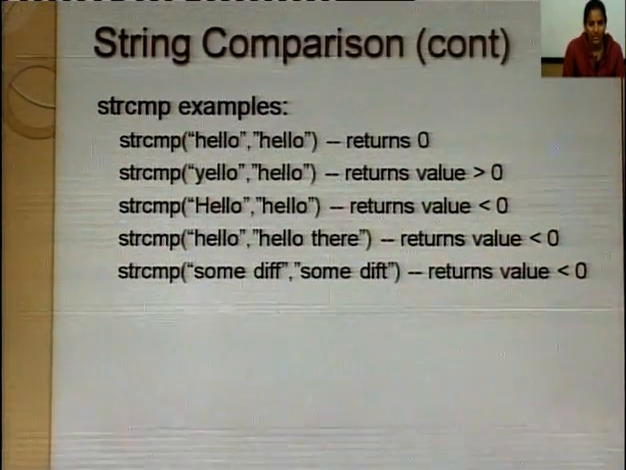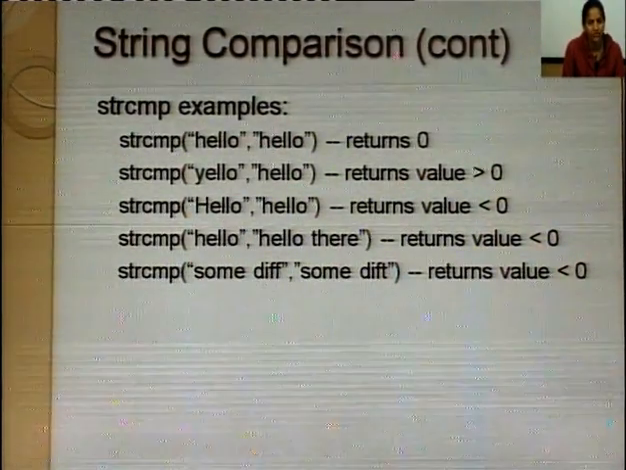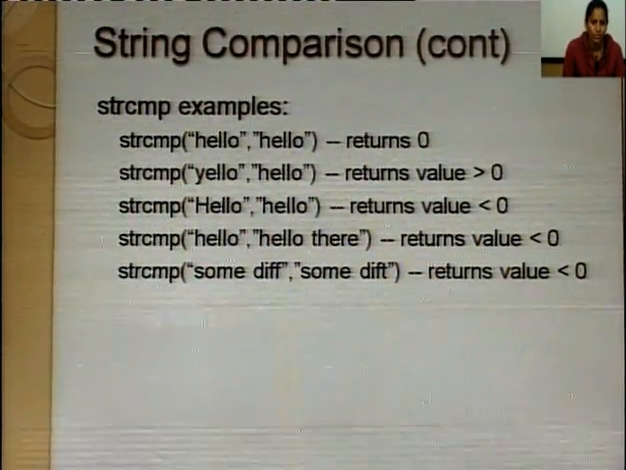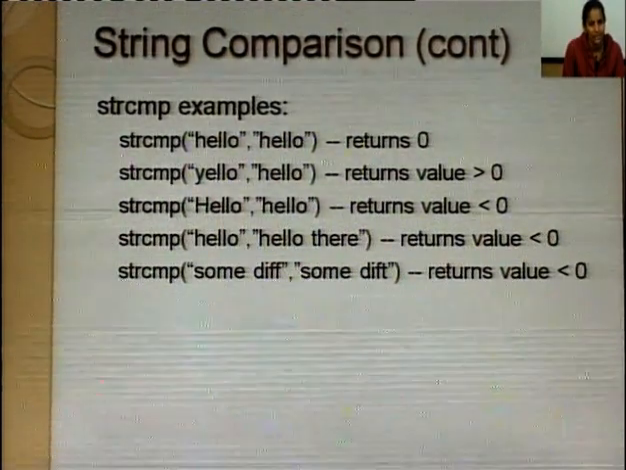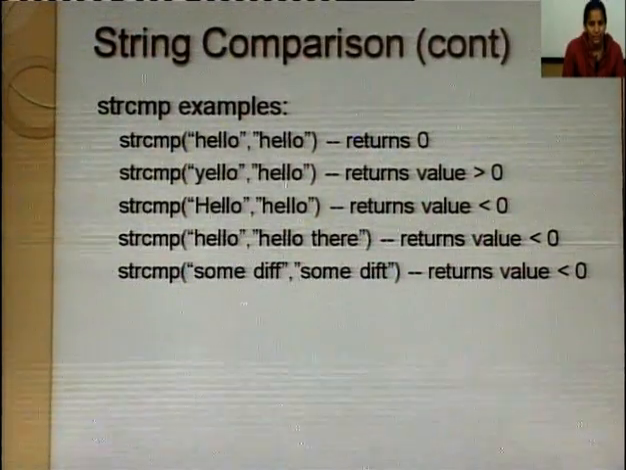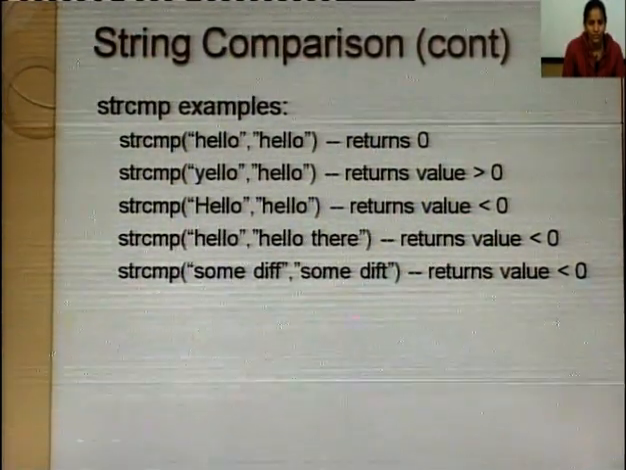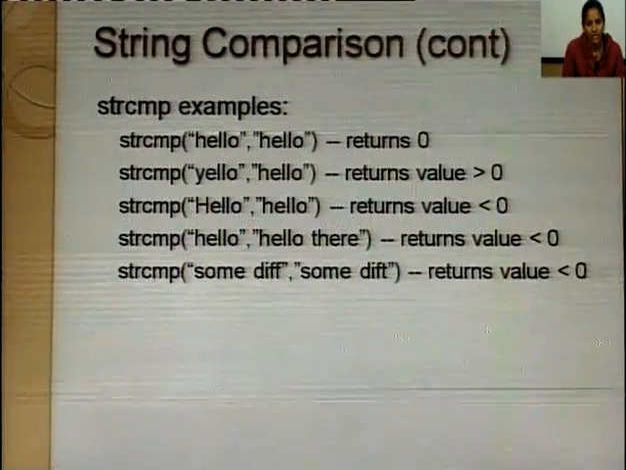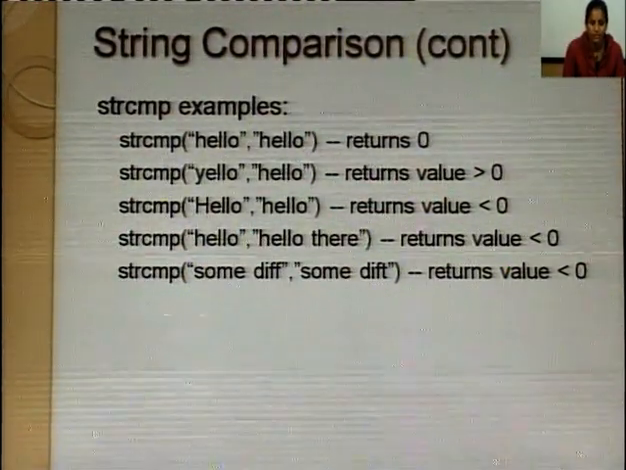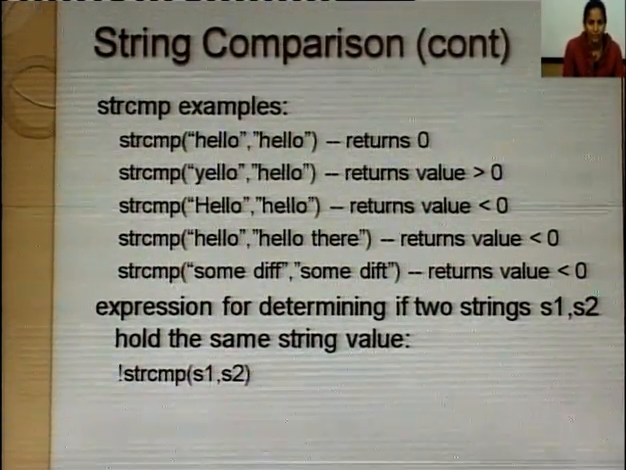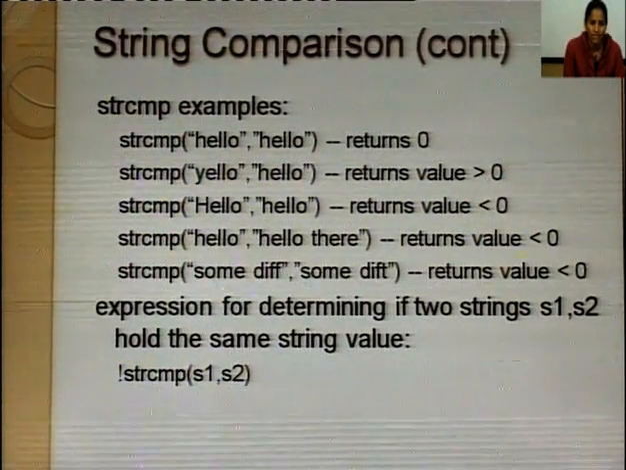In this case string 1 has only the word hello, string 2 has hello there. Hello hello is the same, but string 2 is longer because there is a white space and there is a "there", so it again returns a value less than 0. In the next example, "sum diff" and "sum tiff", the sum is the same but the d has the smaller value, so t has the higher value, so it again returns less than 0. So the expression for determining if two strings s1 and s2 hold the same string value is strcmp(s1, s2).